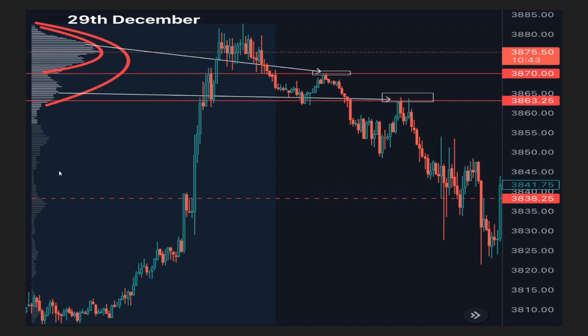So when we do dump eventually, we do test the top of the bottom distribution. And we can see that it does give quite a few bounces, serves as a nice pivot for the day because we can see a rejection here as well. But that's not the point. The point is, when trading, we want to get maybe 2-3 good risk reward setups on the day and call it a day.